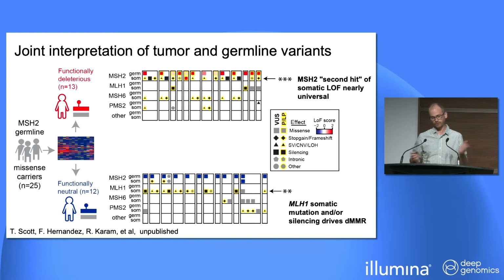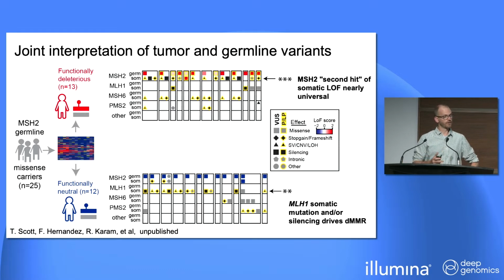Two striking patterns emerged that diverged between the groups. The individuals along the top who inherited a loss of function missense variant nearly universally have a somatic second hit that is pathogenic in the same gene, MSH2. So this makes sense. This is the two-hit model that we expect to see. Nice to see it in practice.